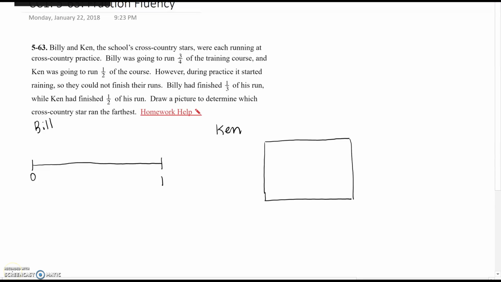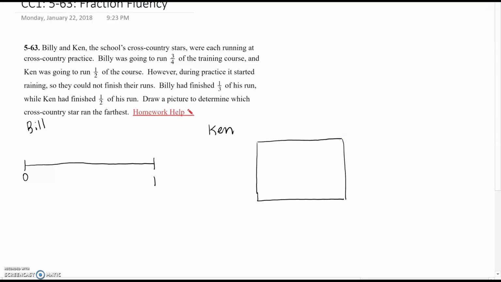All right, so this is another sixth grade problem, and it involves fractions. It's a question about Billy and Ken. They're on the cross country team, and they're running at cross country practice. Billy was going to run 3/4 of the training course, and Ken was going to run 1/2 of the course.